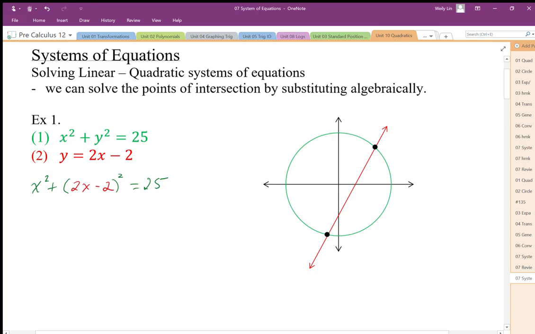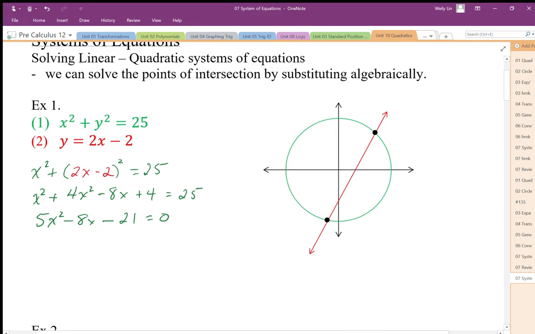I can solve this as a quadratic equation. So if I expand these brackets, I end up with 4x squared minus 8x plus 4 equals 25. So the quadratic equation, grouping my terms together, 5x squared minus 8x, and this works out to be minus 21. And that's equal to 0. So solving this quadratic equation, it looks like I might be able to factor this.